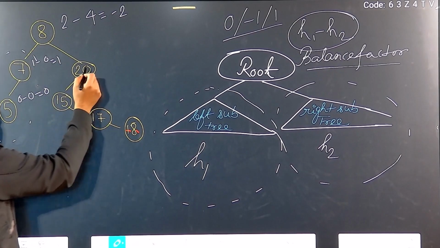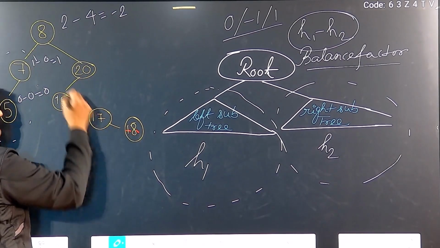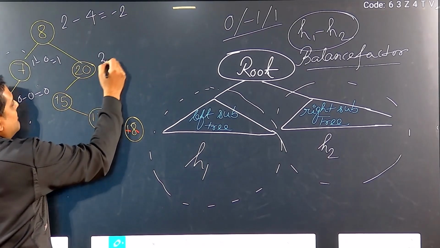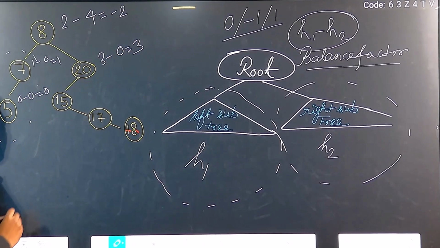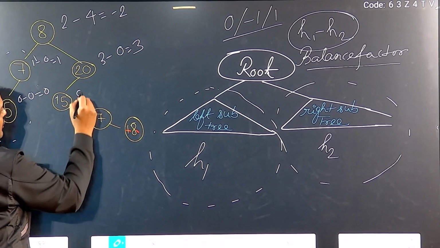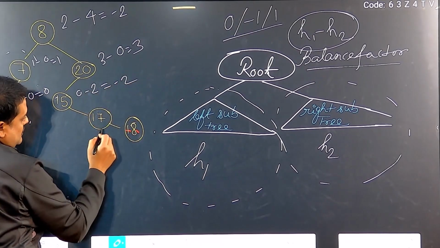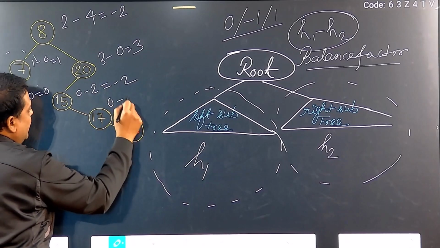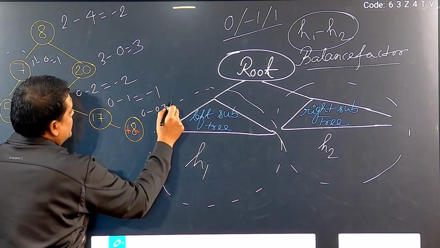What is the balance factor for this one? For 2, it is left. What is the height? Left subtree 1, 2, 3. 3 minus 0. This is 3. For 15, what is the balance factor? Left is 0, right height is 2. So, that is minus 2. So, for 7, this is 0 minus 1, this is minus 1. For 18, 0 minus 0, this is 0.